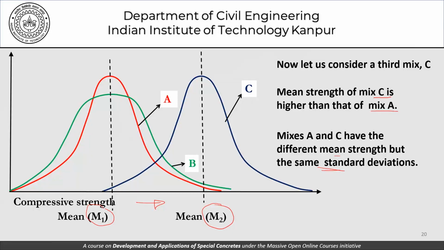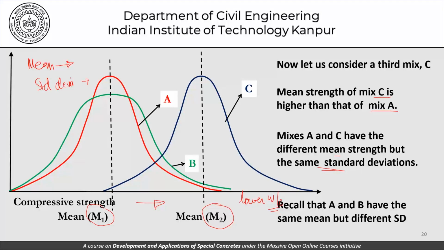Now try to relate this discussion to what the mean represents. I said in an earlier slide that the mean represents the proportions and the quality of material in the larger sense of the word. The standard deviation, on the other hand, represents the quality control of construction. So as far as this particular case is concerned, concrete C perhaps has a lower water cement ratio, and that's why its mean strength is higher than that of mix A. And the quality control of the two situations being the same, the standard deviations are the same.